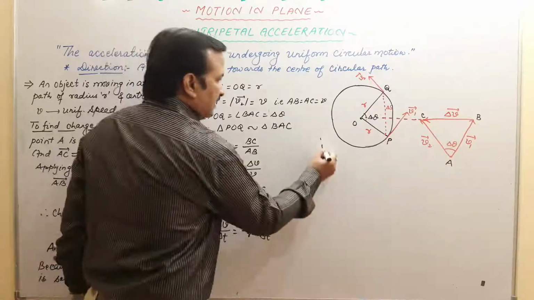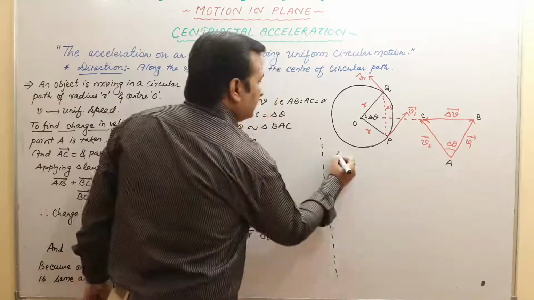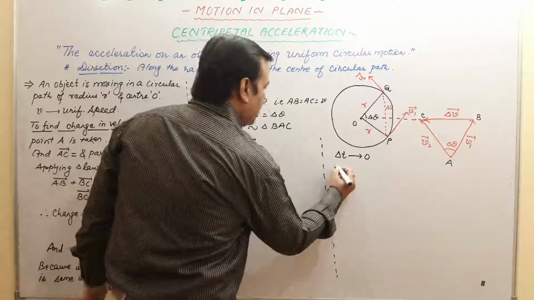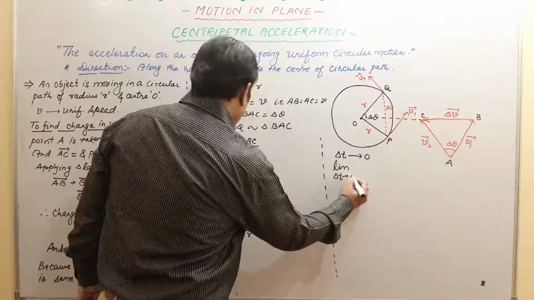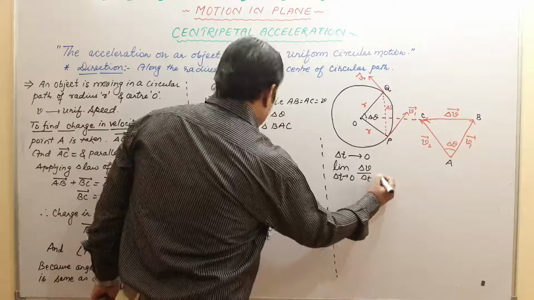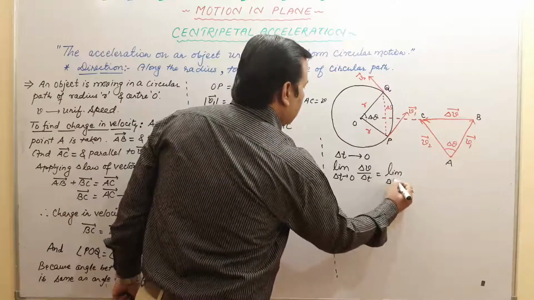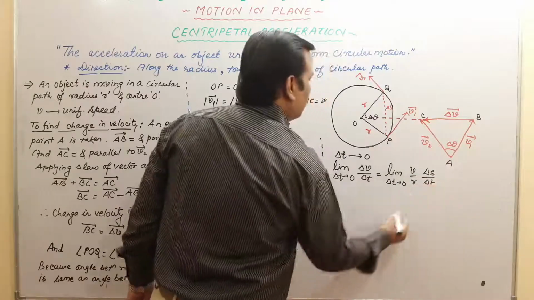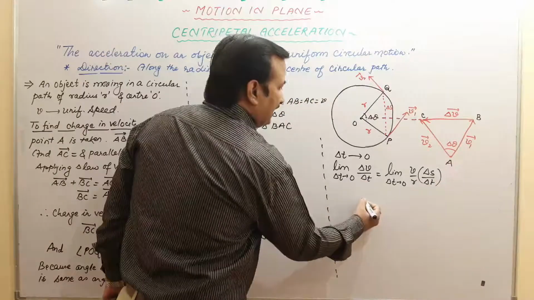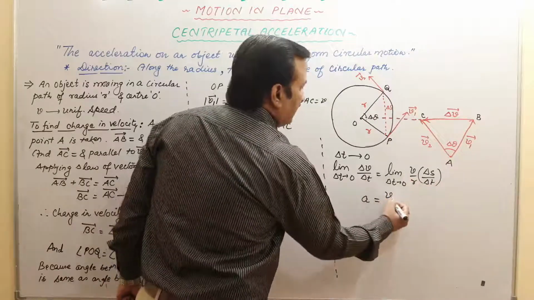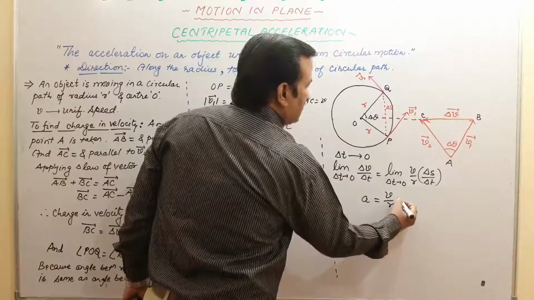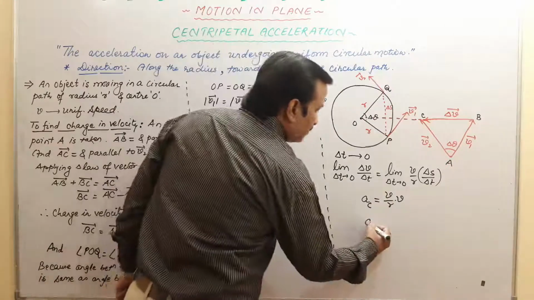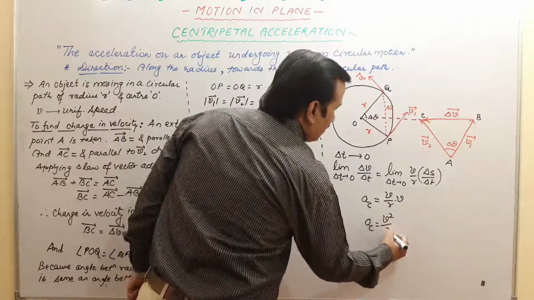Del t timing is very small, that means we can take the limit on both sides. Limit del t tending to 0, del v upon del t, which is equal to limit del t tending to 0, v by r del s upon del t. Okay, del v upon del t is nothing but acceleration. v by r, what is this del s by del t? It is velocity. So we can write centripetal acceleration, C for centripetal, a_c is equal to v square upon r.